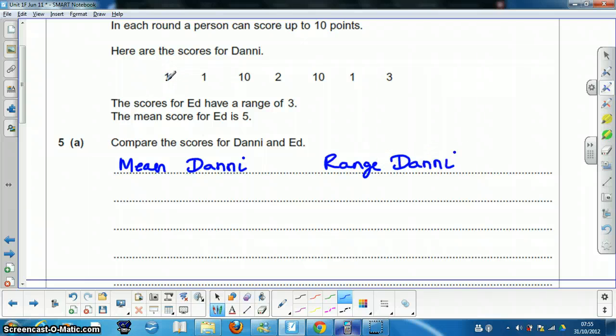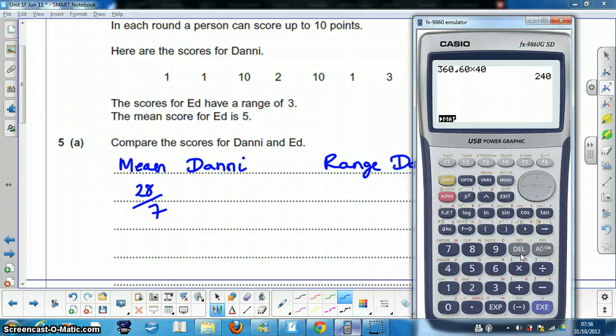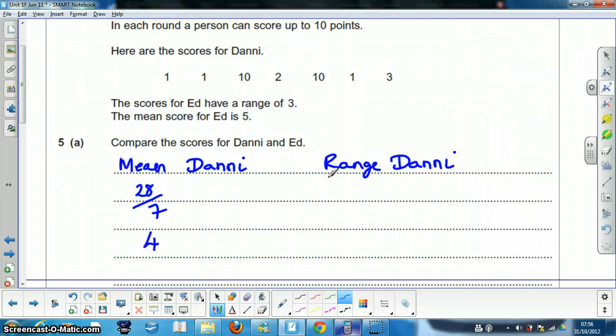The mean, you add them up. 1 add 1 is 2, 12, 14, 24, 25, 28 out of 7 games. So her mean is 28 out of 7. Don't really need your calculator, but we don't take risks, do we? So it's 28 out of 7. So her mean is 4. The range of Danny is the difference between the smallest and the largest. So it's 9.